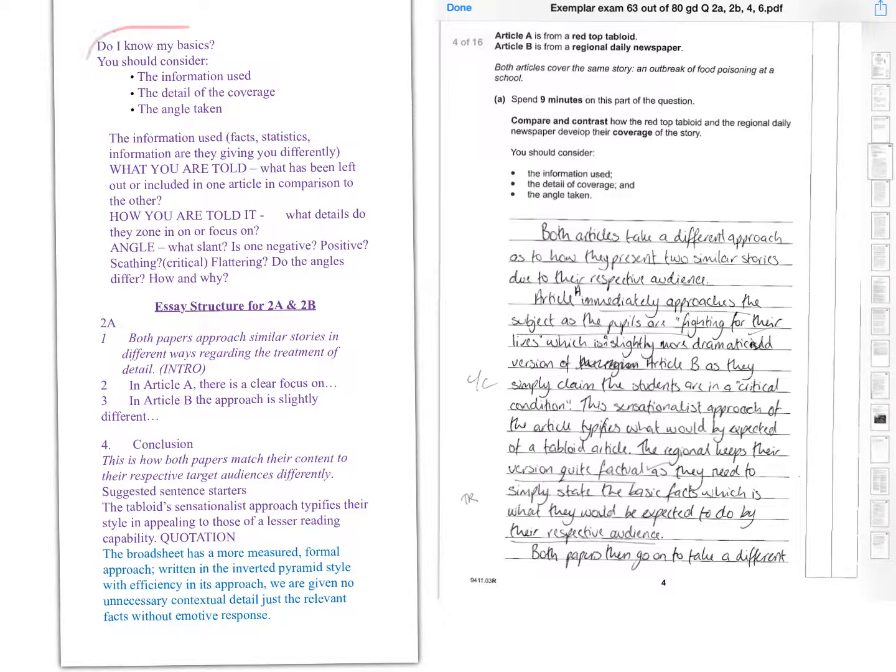2A asks you to consider the information used in each article, the detail of the coverage and the angle taken, and each bullet point supports the essay frame. The information is what they tell you, the facts, statistics, what are they telling you, and what has been left out or included in one article in comparison to the other. The details then are how are you told it, and the angle is what slant have they taken, is one negative, is one positive, is one scathing while the other one is flattering, do the angles differ, how and why.